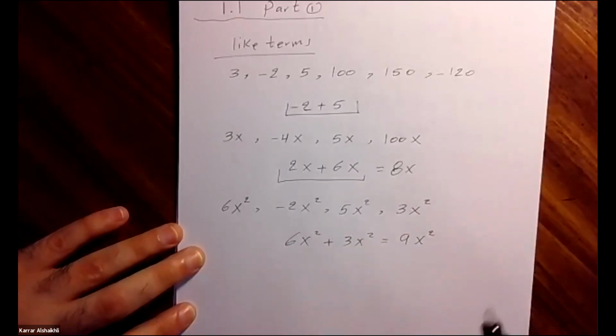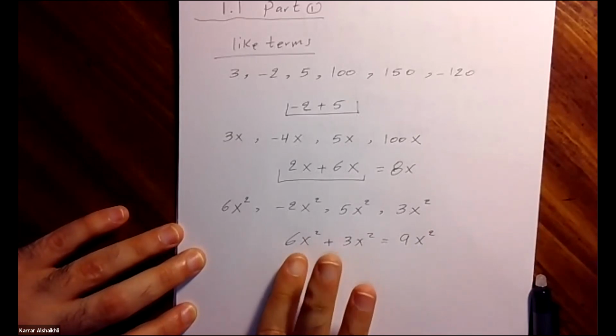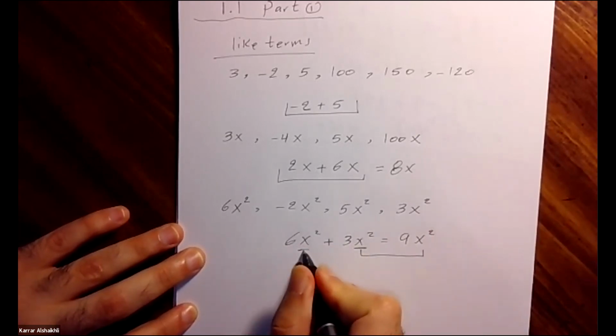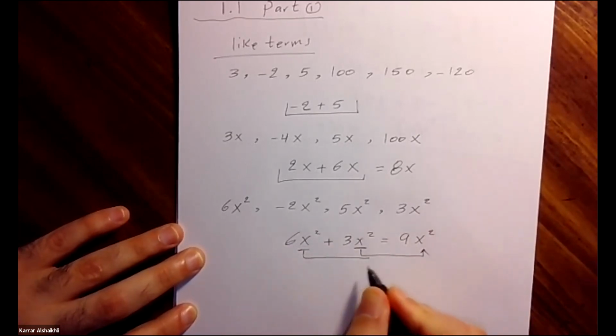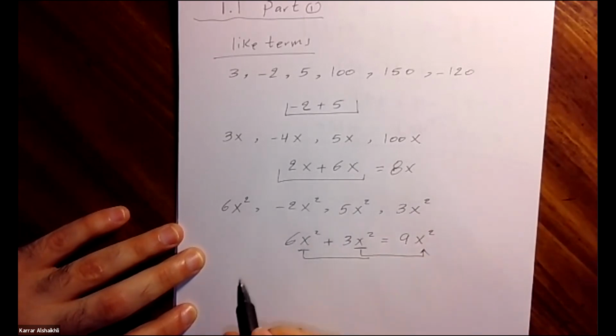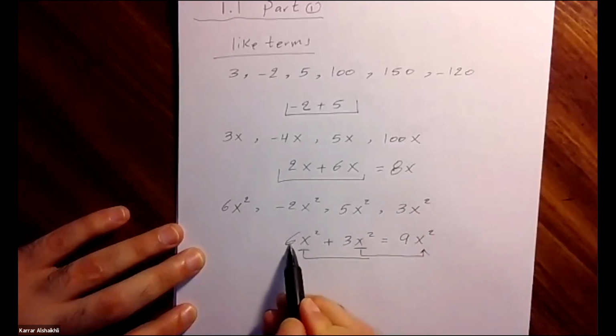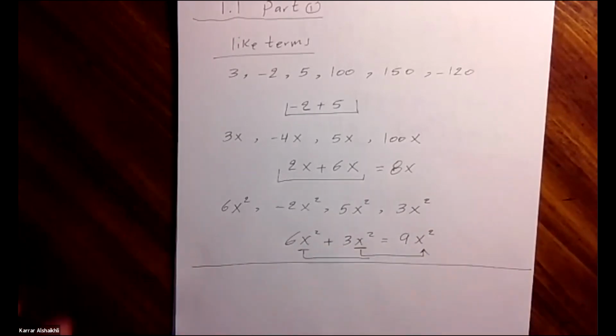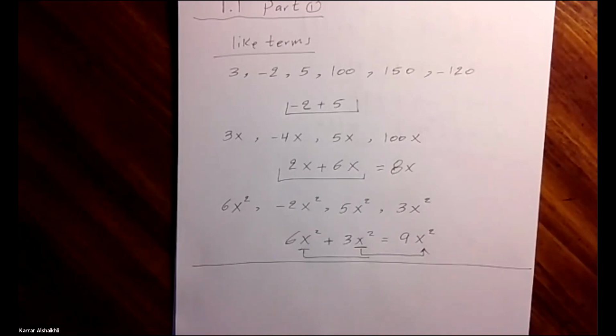Be careful. When you're adding and subtracting like terms, you're not going to do anything with the variable. Check the variable, exactly the same. You're not going to add the exponent. You're just going to add the coefficients, 6 plus 3, 9. These are the like terms. We're going to use them when we solve the linear equations.